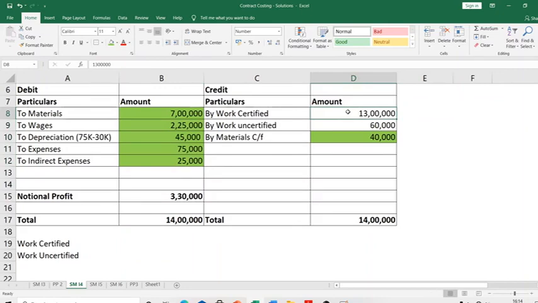How much are you recognizing? 13 lakhs. Now, ideally, there must have been nothing here called work uncertified. You should have recognized 13 lakhs revenue. Then we understand why this 40,000 is removed. All this minus 40,000 would have been the cost, and 13 lakhs minus the net cost should have given you profit here. But we have one line here called work uncertified. What is this work uncertified? We'll have to understand that, and why it is getting credited here.